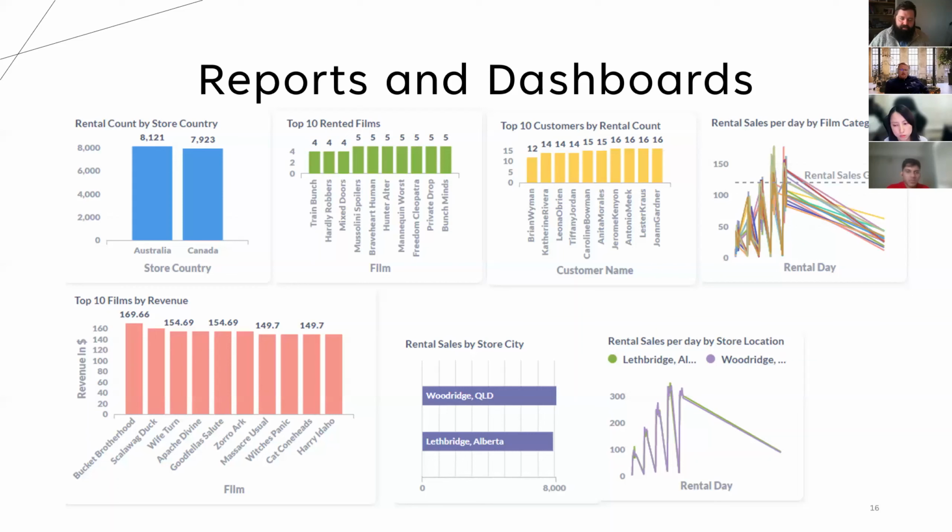The next two visualizations are basically rental sales by store city. As you can see, we have two stores in two separate locations. The first one gives an aggregate sales count, sales number, and the second one gives the rental sales per day over time by the location. So these were some of the sample visualizations that we built that would help the company analyze its rental activity.